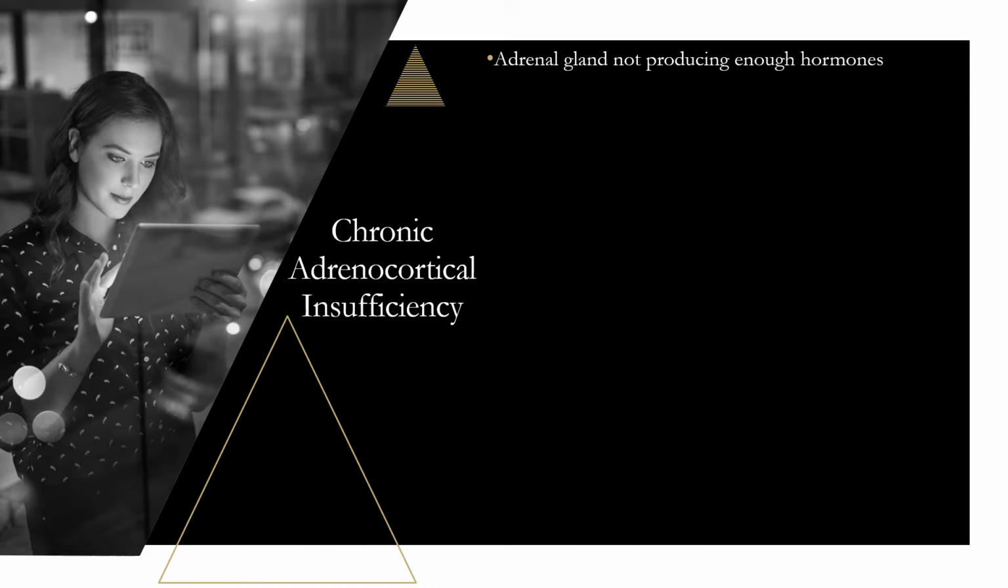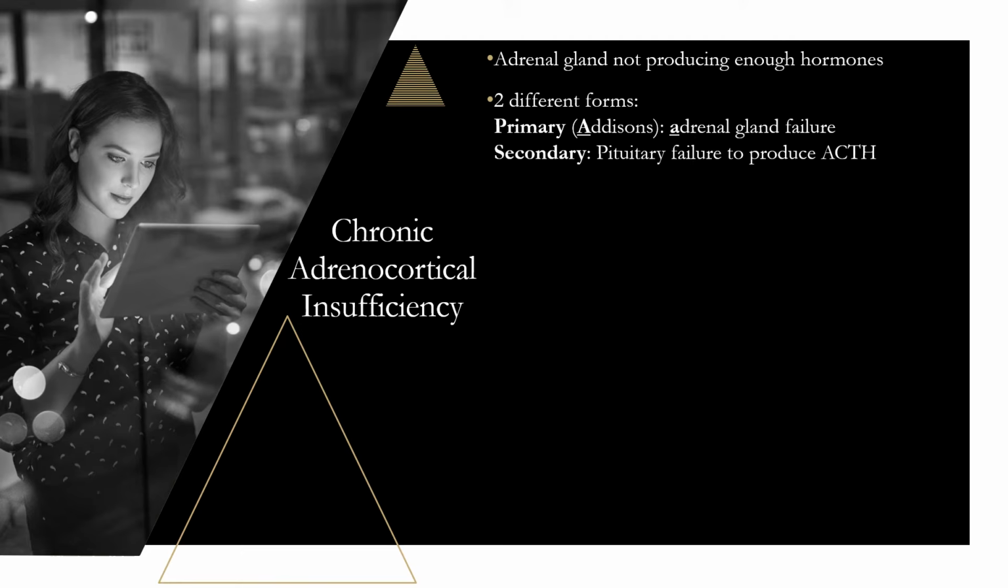So this is when the adrenal gland is not producing enough hormones. There's two different forms. There's primary, that's the one that most of us know the best, and that's Addison's, and that's when the adrenal gland is failing. And then there's secondary, where the pituitary is failing to produce enough ACTH. The way I remember that Addison's is related to adrenal gland failure is just because Addison starts with an A, so it makes me think of adrenal gland failure. And then secondary is your pituitary not producing enough ACTH.